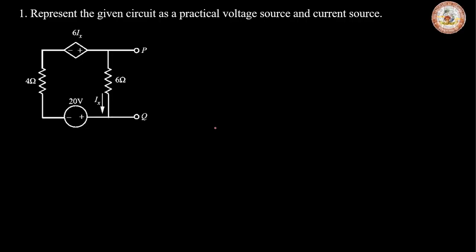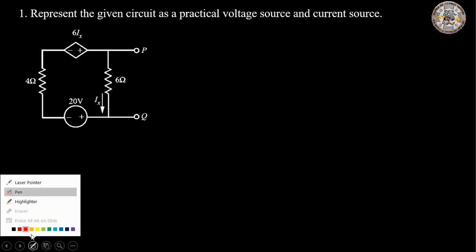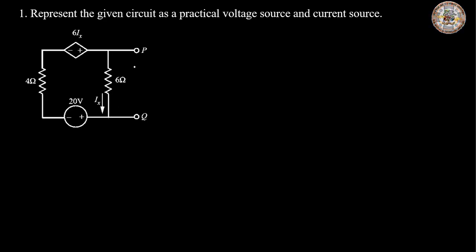So let us take a problem here. They've asked us to represent it in terms of a practical voltage source and current source. Let us first solve for the voltage source, and later we'll see the current source. That is, first let us solve for Thevenin, and then see how we get Norton also. By Thevenin theorem, as we have seen, we have to find VTH and RTH across the load terminals P and Q.